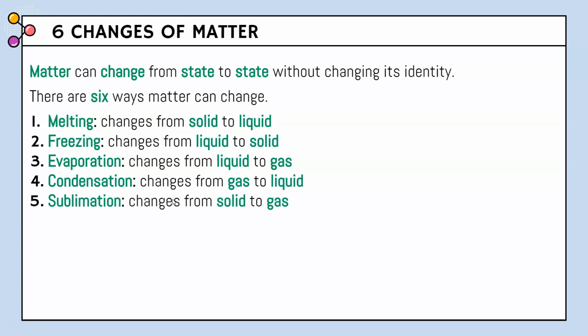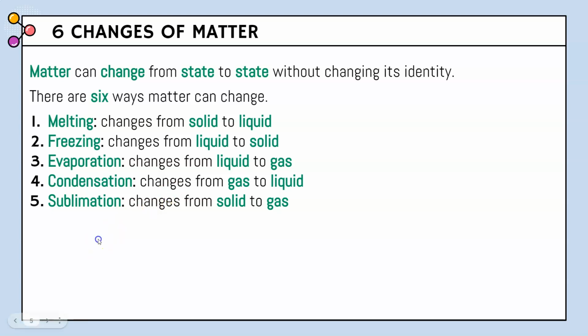Now, sublimation changes from a solid to a gas. It skips the liquid phase. We see this in dry ice. Dry ice is usually found in the freezers in ice cream parlors. So if you get some ice cream at an ice cream parlor, they open up that kind of glass fridge container and you have that white smoke coming out. That's dry ice becoming a gas, because dry ice is actually frozen carbon dioxide gas.